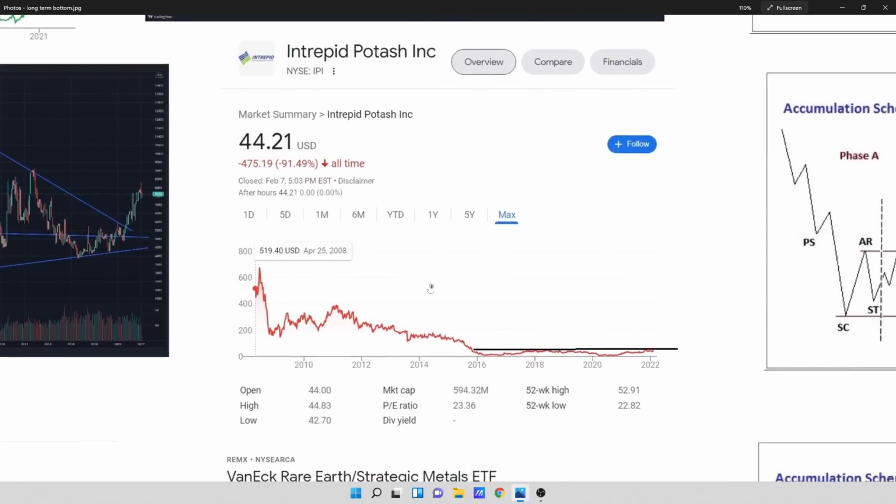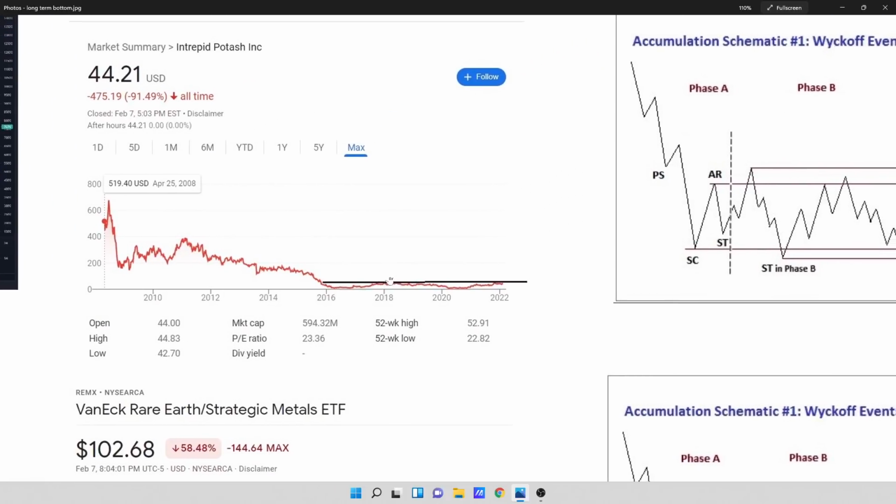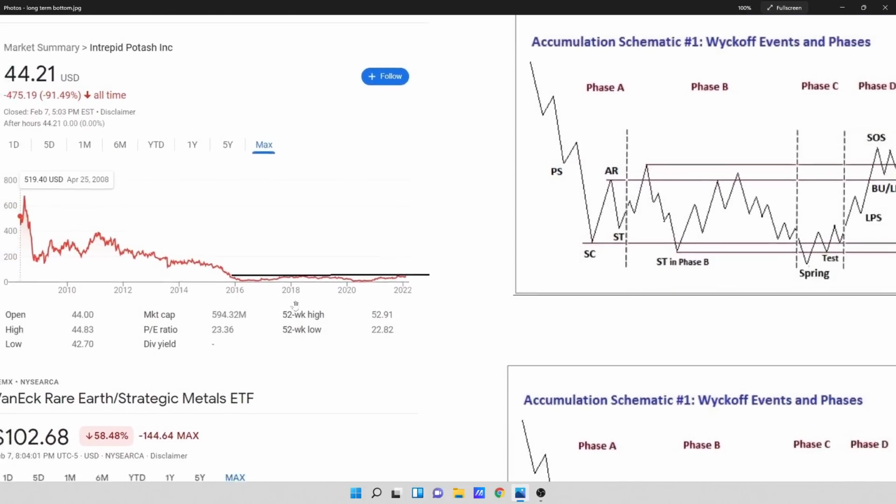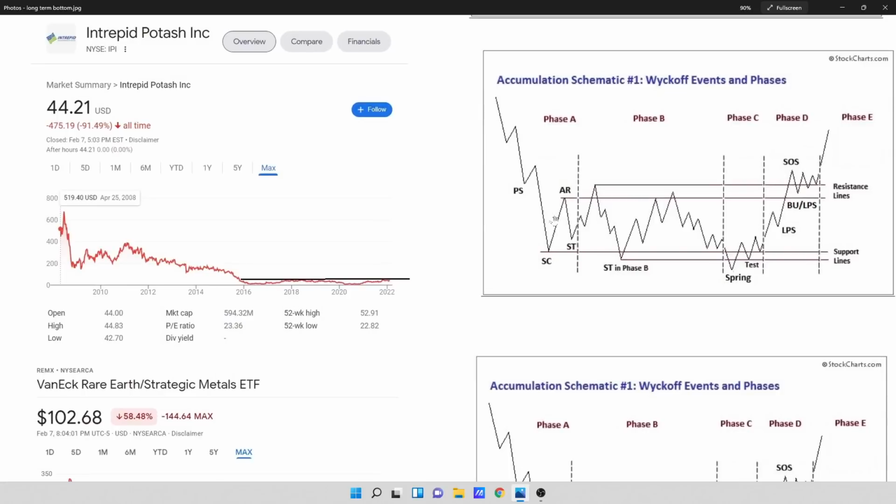We've got Intrepid Potash. What makes me so drawn to it is the pattern. The pattern is coming down. It does this kind of short-term phase B. It comes up. Here's your spring down here. We did a little bit of zigzagging down here. We're coming on up, and if we break this line right here to the upside, I think we could have a very, very big move, and this is a bottoming type pattern.